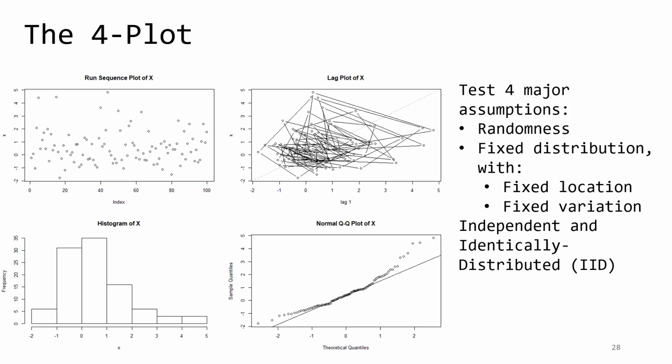The 4-plot is a powerful collection of plots for testing assumptions about a data set. The 4 major assumptions that are typically made in an analysis are: data are collected randomly and subsequent observations are not related. The data have a fixed distribution with the same location or central tendency. The fixed distribution also has fixed variation or dispersion. And the data are independent and identically distributed.